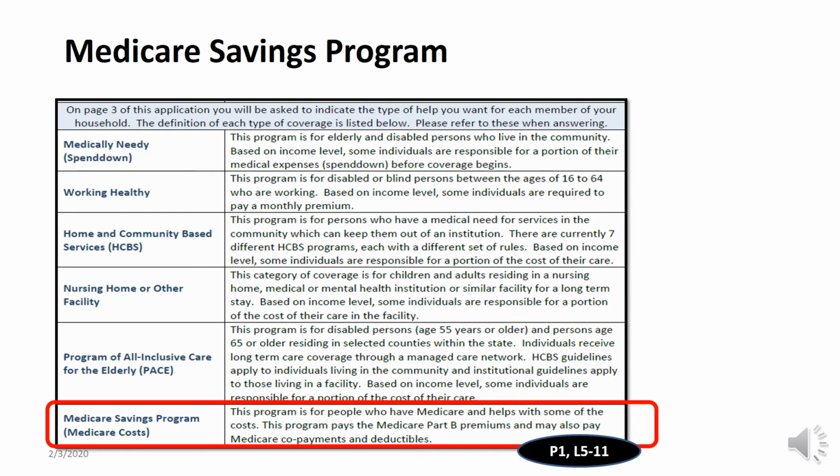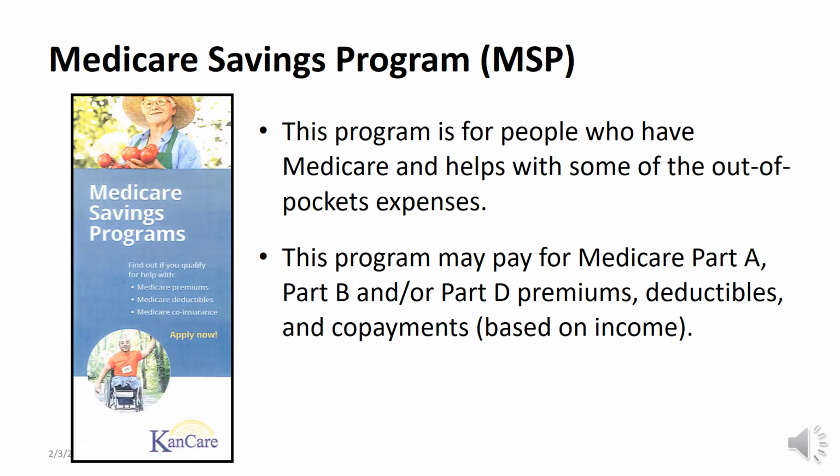The Medicare Savings Program. This is the last program listed on the KanCare application for the elderly and persons with disabilities. The Medicare Savings Program isn't actually a program that's going to give you medical coverage, but what it's going to do is save you money. If you have Medicare and you're paying Medicare premiums every month, or you pay deductibles or co-payments for your Medicare, this program allows the state to pay those premiums, co-payments, and deductibles for you. Of course, it's based on income.